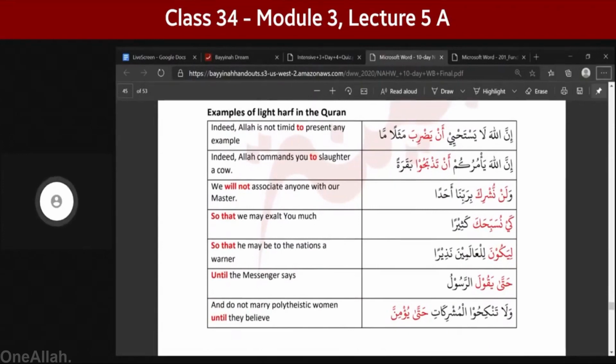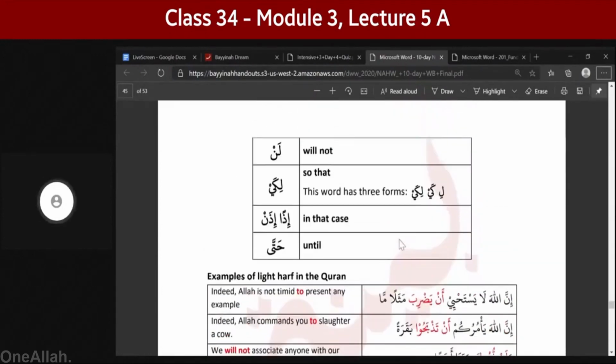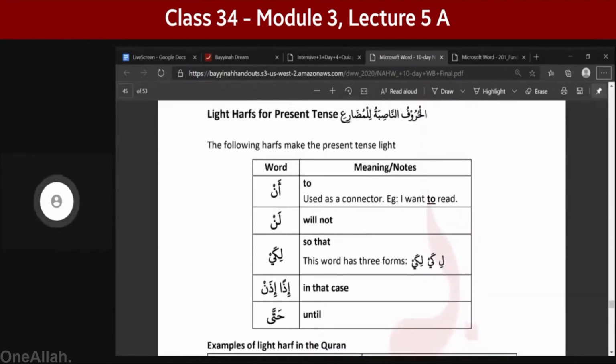And I guess while we're here, because today's quiz is on light and lightest, we can go over light and lightest. So a present tense fi'l, present tense only. Keep that in mind. A present tense fi'l can be normal, it can also be light, and it can also be lightest. Just like for isms, we had rafa', nasab, and jar, and we said that the normal is rafa', then we have reasons for making it nasab, and we have reasons for making it jar.